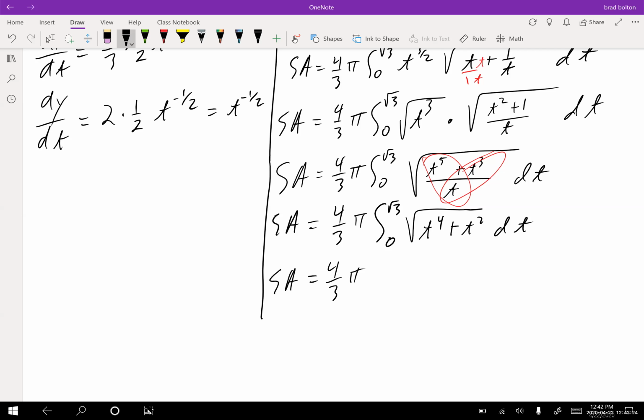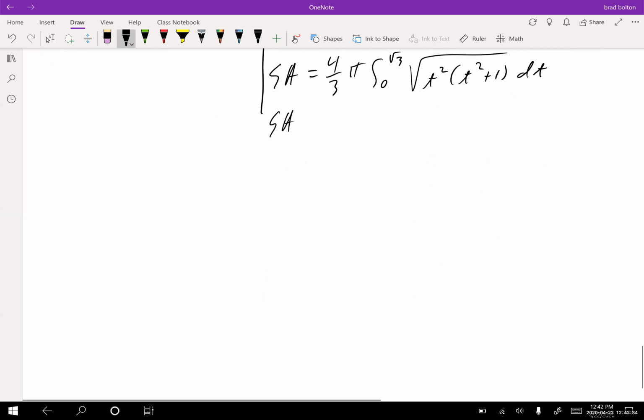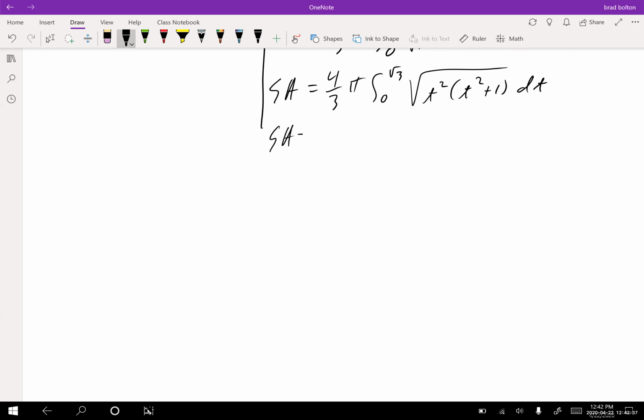4/3 pi, 0 to the square root of 3. This is going to become t squared times t squared plus 1 dt. Now, I hope you guys are, once again, what I was talking about, long-winded. Here we keep going. How many steps is this? As a teacher, I'm probably writing out more steps than you will, student. You'd probably be skipping around a little. So this will become t square root t squared plus 1. And you might say, well, man, are we doing like arcsine or arctan or something?